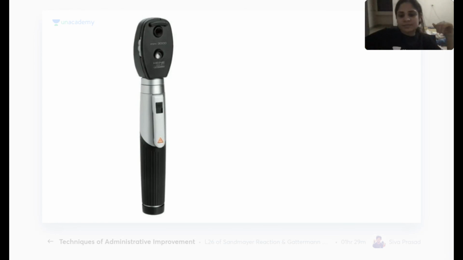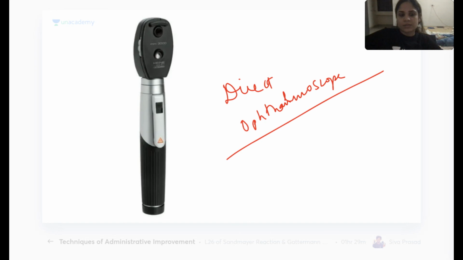Tell me quickly. Yes, this is a direct ophthalmoscope. Absolutely correct. What do I identify with a direct ophthalmoscope? One of the most common diagnoses that I try to make with it, routinely in emergencies, especially in obstetrics, is papilledema. If there is papilledema, it will give me an idea of whether there is raised ICP or not.